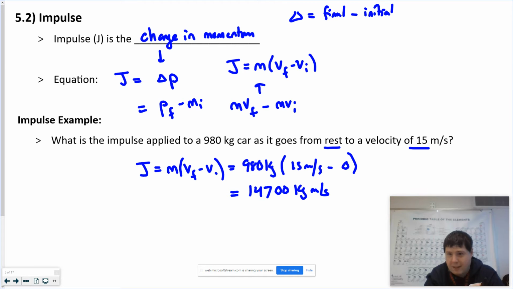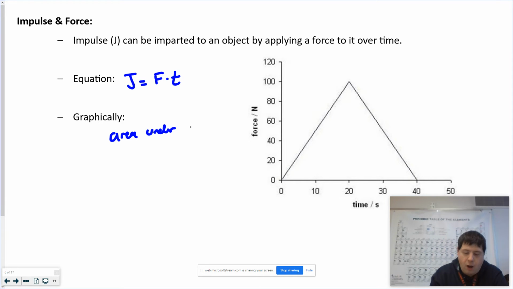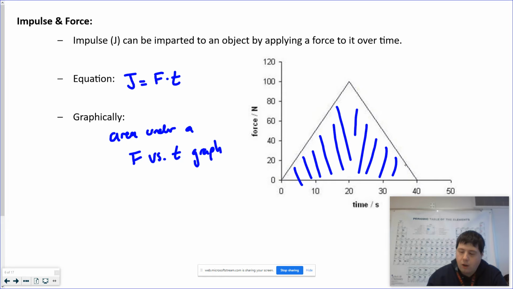Now, impulse is useful because not only is it related to the change in momentum, but it's also related to forces. So we have another equation for impulse. Impulse is equal to force times time. Applying a force to an object causes it to change its momentum. And if you were to look at this kind of graphically, you see here that I've got a force that goes up and then eventually goes down. Graphically, it's the area under a force versus time graph. So you could use that to figure out that impulse.